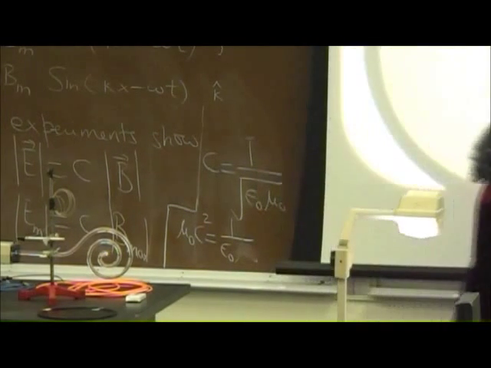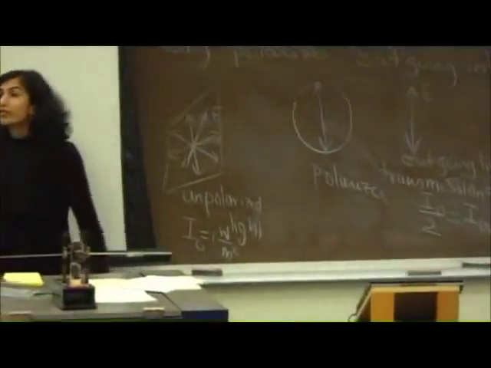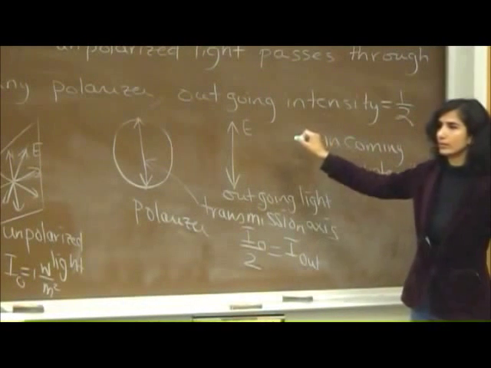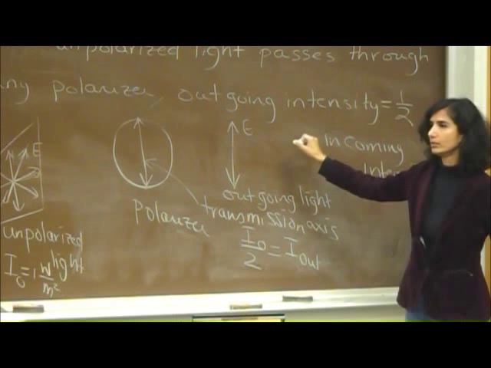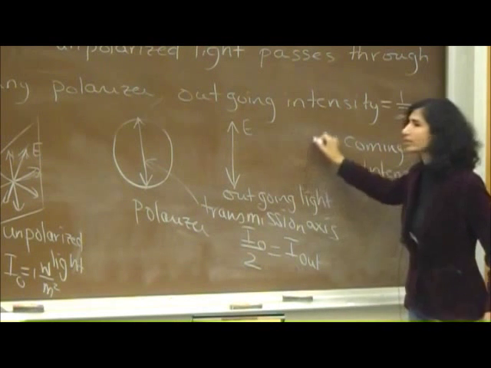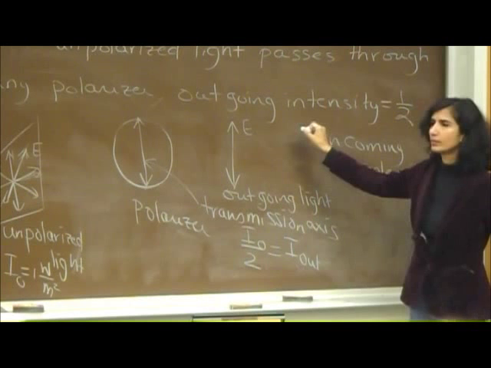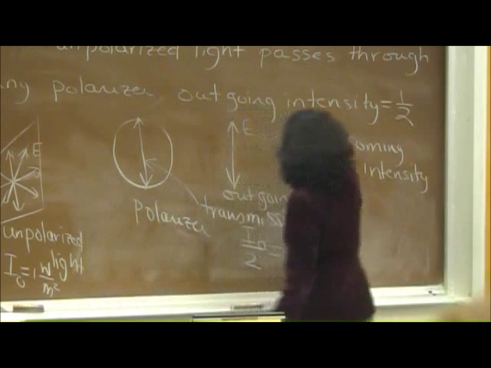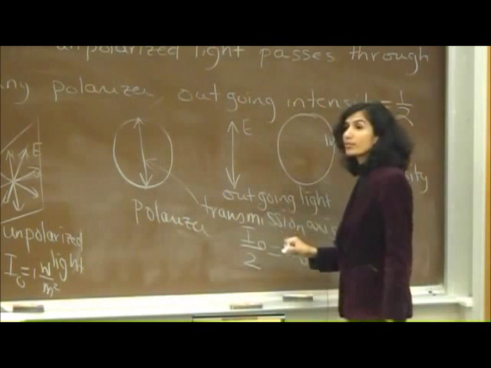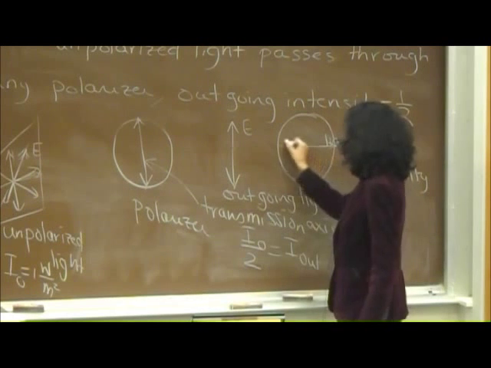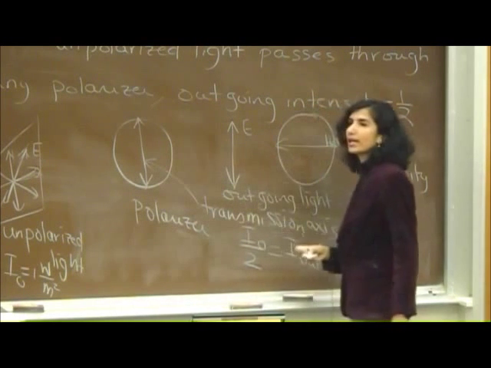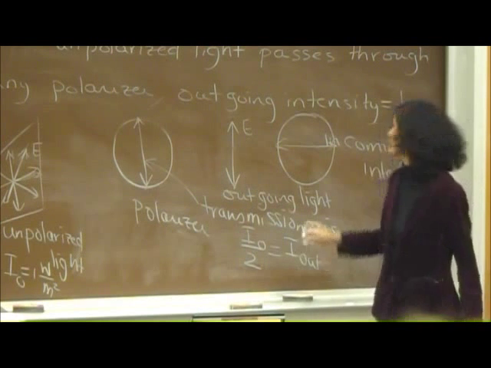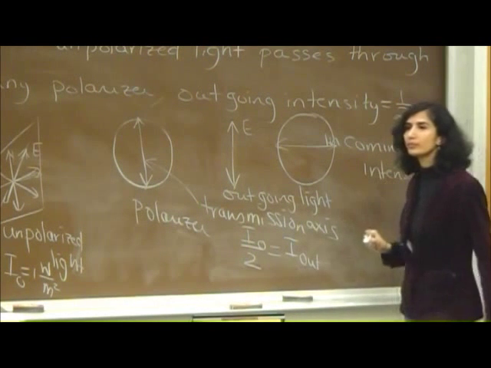Does it make sense? Okay, now what do you think will happen if I actually put another polarizer here? Can you make a guess about what will happen if I put another polarizer here? So the question is, suppose I put another polarizer here, and I'm going to do something tricky. Suppose I put its polarizing axis like this, perpendicular to the polarizing axis of the incoming light. What do you think will happen? What is the intensity of the light that comes out here?